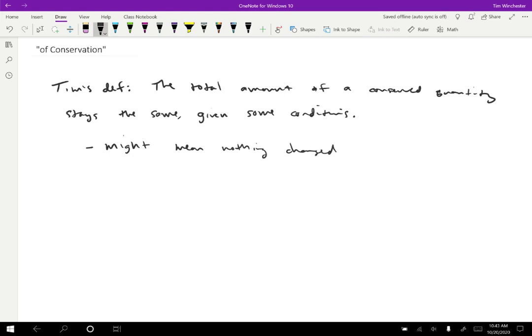So an example of a case where conservation might mean that nothing changed is in chemistry. The number of atoms of each type is conserved. So for instance, if you do a reaction in a closed container and there's some number of sulfur atoms before the reaction, there's exactly the same number of sulfur atoms after the reaction. Nothing changed. Same amount of all the kinds of atoms before and after.